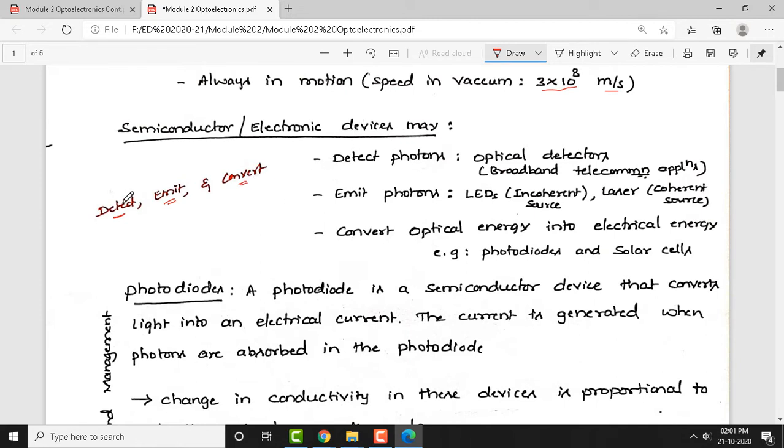Let us discuss specifics of each one of these: where we can see the detection of photons, in which kind of devices we can see emission of photons, and what are the different devices that can convert one form of energy to other forms of energy. Those things we can cluster into these three categories.